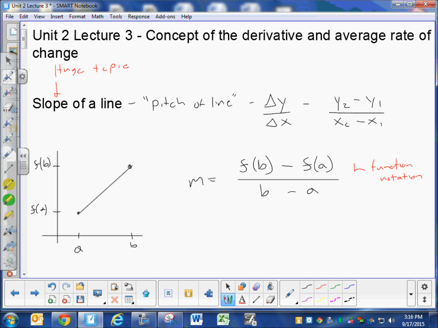We know if my line is going up from left to right, the slope is positive. If the line is going down from left to right, we say the slope is negative. If it's horizontal, the slope is 0. If it's vertical, the slope is undefined.